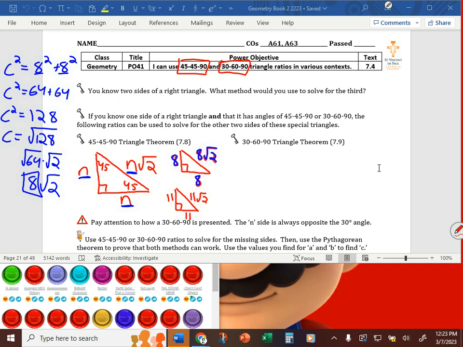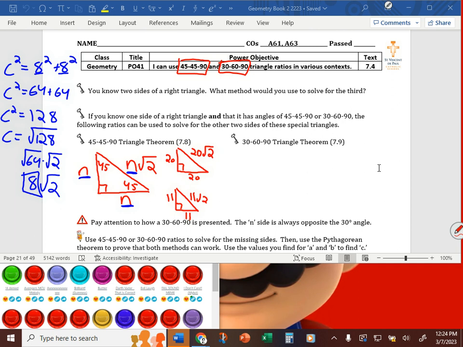If I gave you a 45, 45, 90 triangle and I told you the hypotenuse was 20 root 2, what would each of the legs be? 20 and 20. Right? This relationship, this ratio here will be true for every 45, 45, 90 triangle. Right?